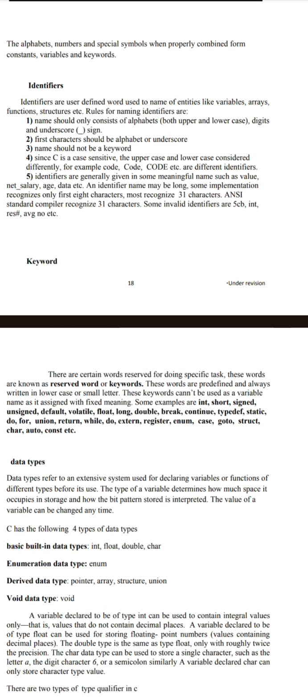Next one, C is case sensitive. So uppercase and lowercase are considered differently. For example, CODE in capital letters and Code with capital C and small ODE are entirely different. C is a case sensitive programming language. And the last one is identifiers are generally given some meaningful name such as value, net salary. So for whatever we are giving a name, it should be meaningful.